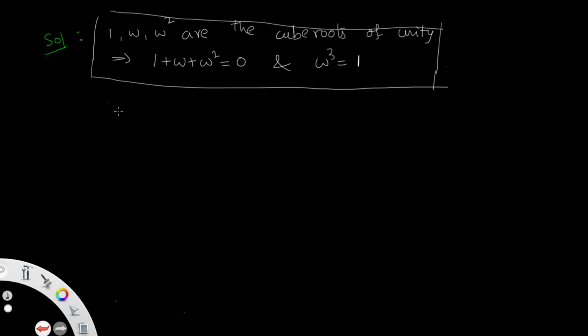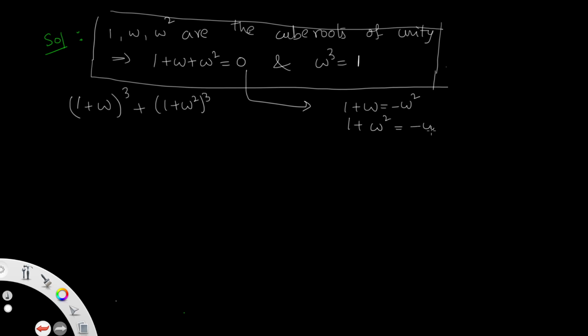So we have to know that in the question, the LHS is (1 plus omega) whole cube plus (1 plus omega square) whole cube, and this value becomes minus 2. From this we can write 1 plus omega is nothing but minus omega square, and 1 plus omega square is nothing but minus omega. Taking omega square to the RHS, 1 plus omega equals minus omega square. And also 1 plus omega square equals minus omega.